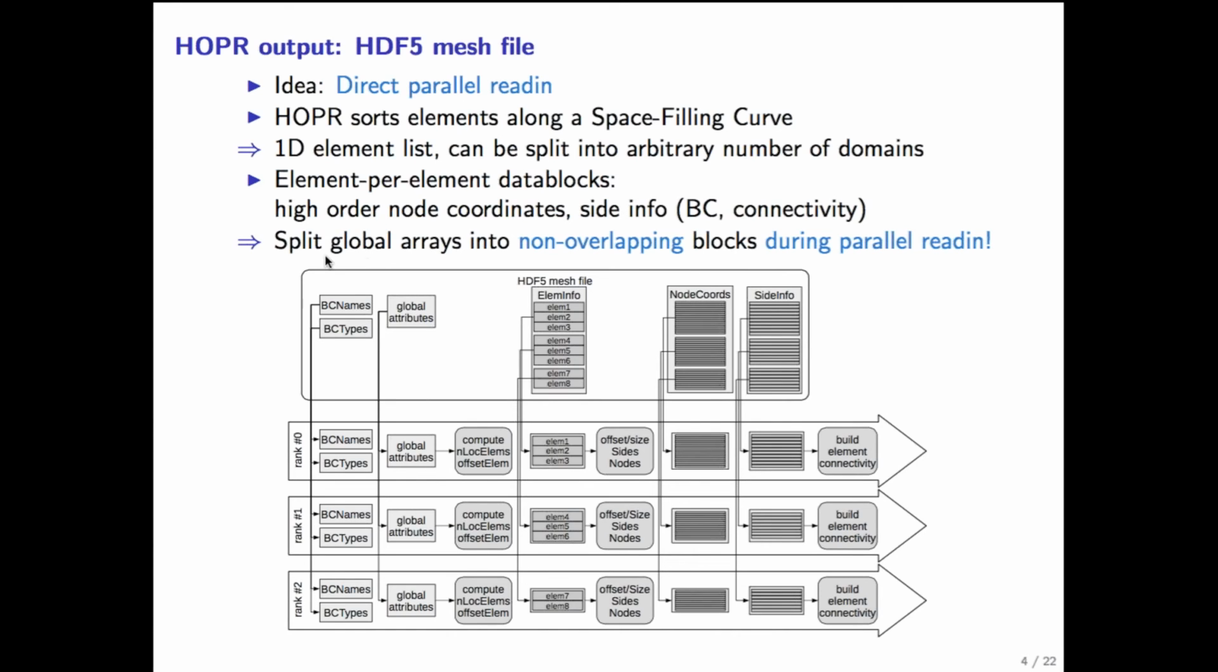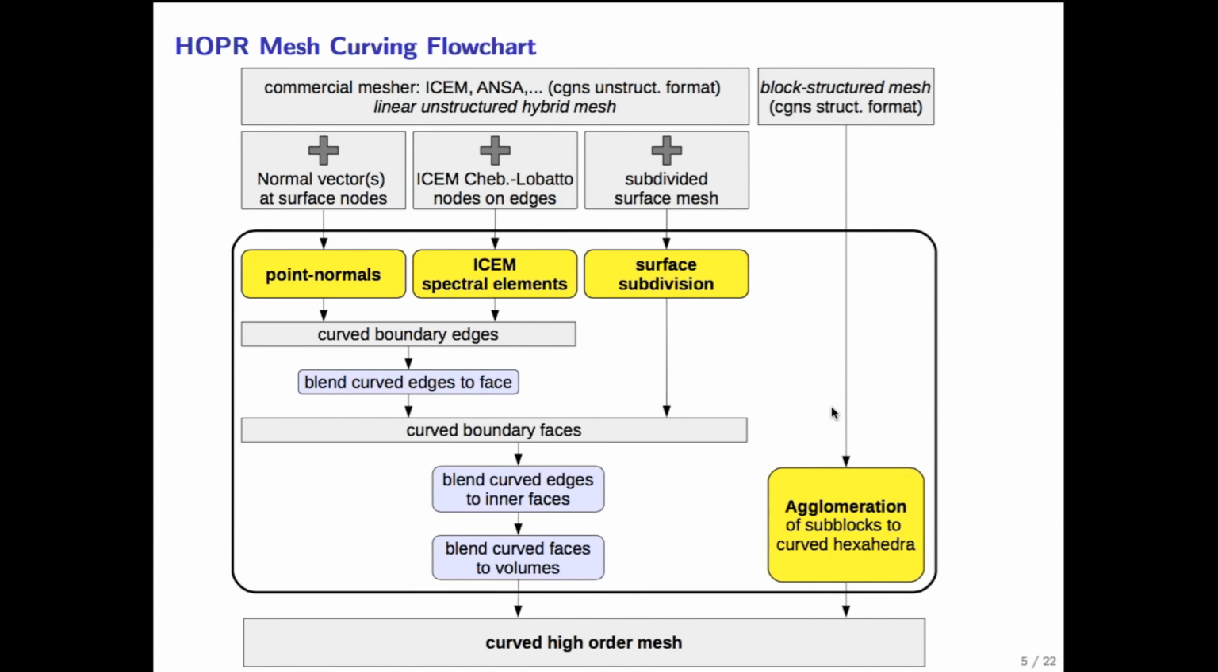And now when you do the read-in, you can directly split up the global arrays into non-overlapping blocks during the parallel read-in. So for example, the node coordinates here, you have different blocks for 3 processors in this example, and each block is a continuous one and it's non-overlapping. So this is really smooth.